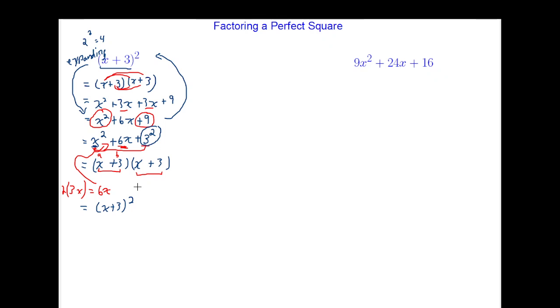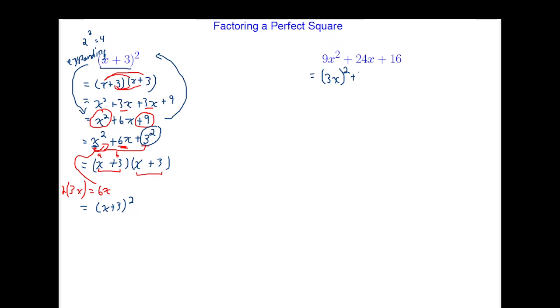Let's try one that's a little more challenging now. Same idea and same principles. We'll do this one here, 9x squared plus 24x plus 16. So right off the bat, we should recognize that 9x squared is a perfect square. We could take the square root of 9x squared and we would get 3x. So let's rewrite that as 3x all squared.